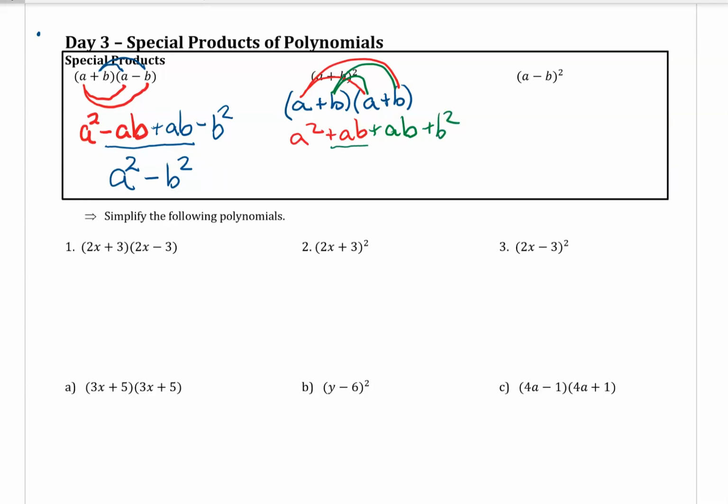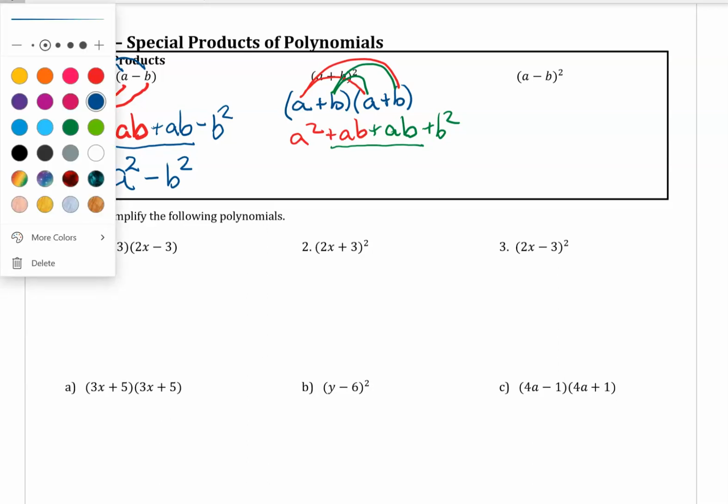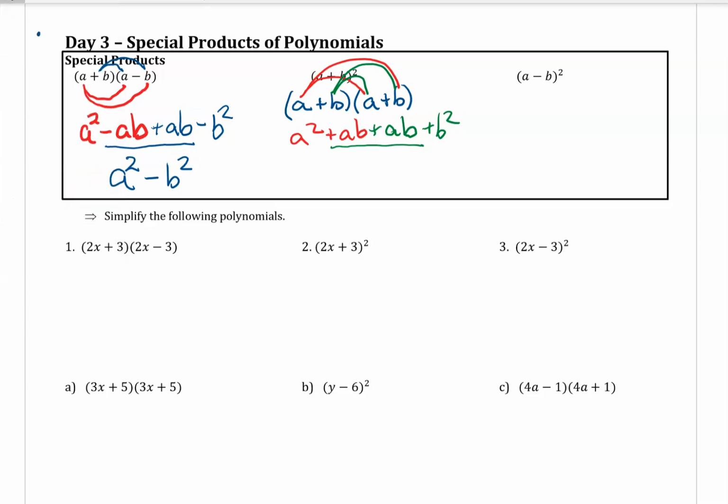Here my middle terms are the same. I have one ab plus another one ab. So I combine those like terms. And my solution becomes a squared plus 2ab plus b squared.